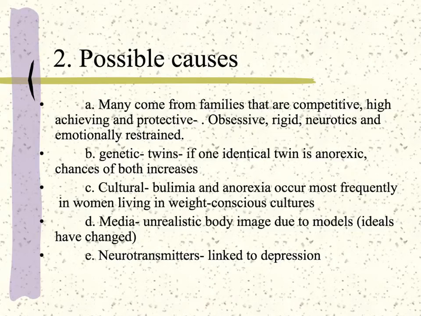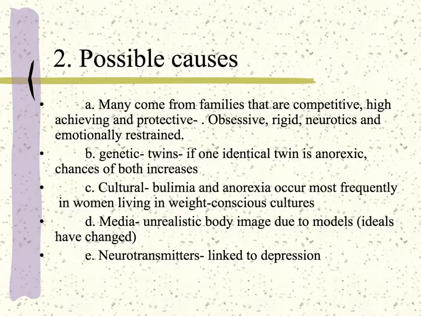Possible causes for this, there are many, and many come from families that are competitive, high-achieving, and protective. Obsessive, rigid, neurotic, and emotionally restrained families typically lead to the development of anorexia. Genetics tend to play a role. With twin studies, if one identical twin is anorexic, the chances of both being anorexic dramatically increase.